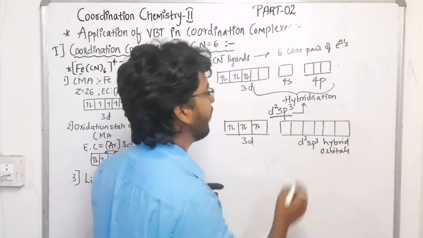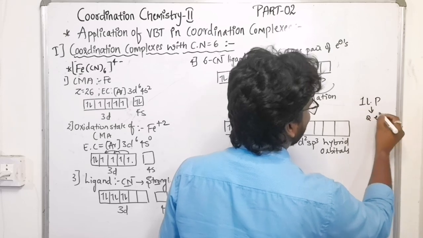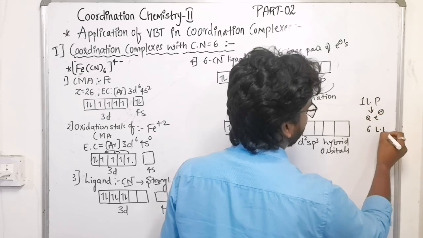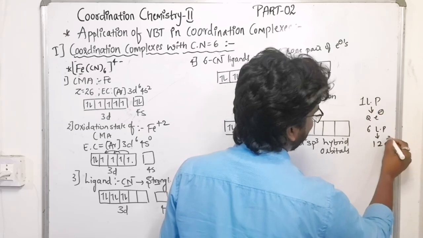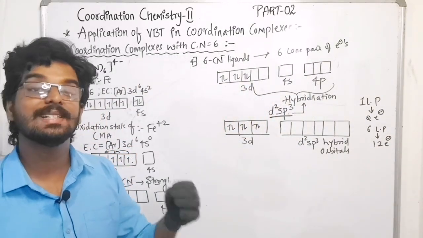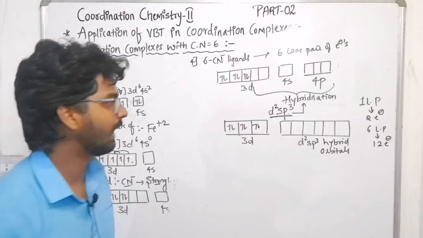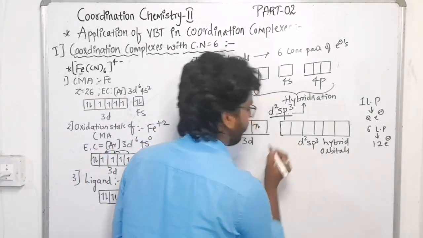So we all know that one lone pair is equal to 2 electrons. That means 6 lone pairs means how many electrons? 12 electrons. So 12 electrons are donated by 6 CN minus ligands in order to form this complex. Very simple thing. Now we need to do what?